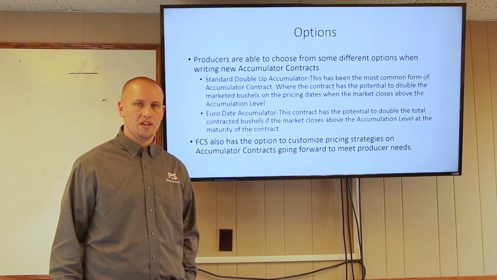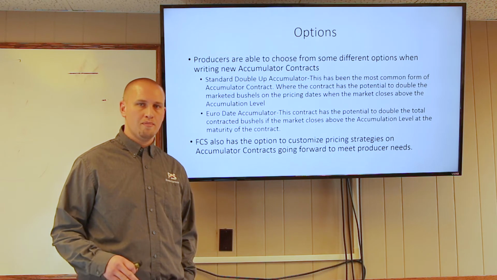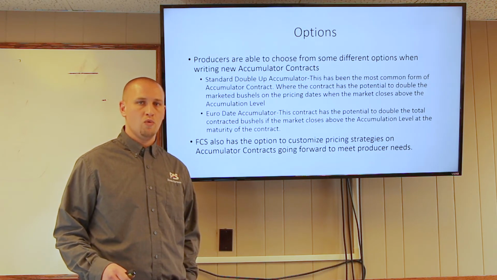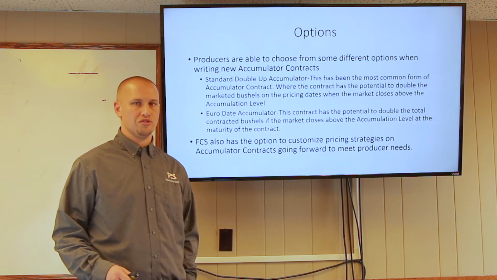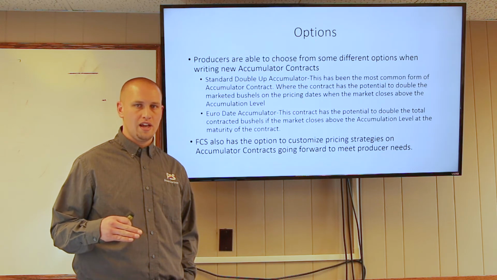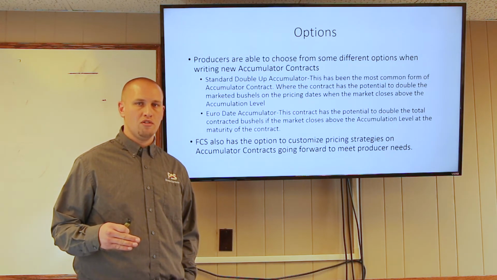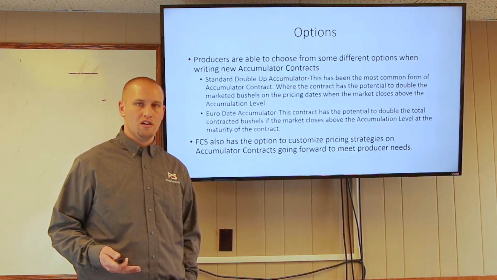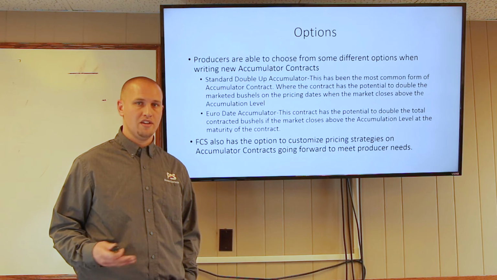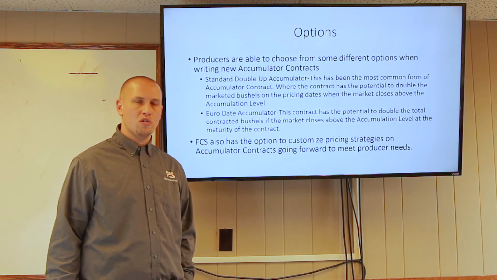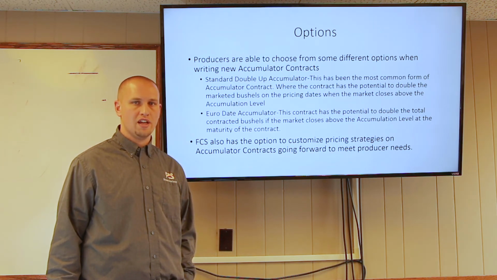The other option that we have used in the past is called a Euro date accumulator. So this one's just a little bit different in that if the market closes at maturity above the accumulation level, we will double up our total marketed bushels. So on a 5,000 bushel contract, that means if we have, say, a 420 accumulation level and the market closes on the day of maturity at 421, we would sell 10,000 bushels instead of 5,000. So that's something to keep in mind. Going forward, we will offer more customizable options for our producers within the accumulator contracts to kind of tailor to specific needs.